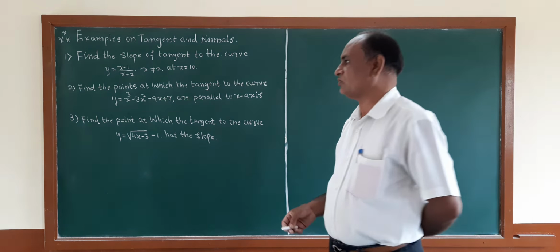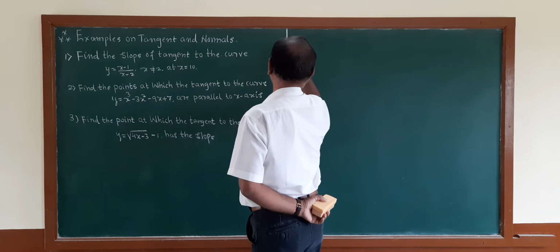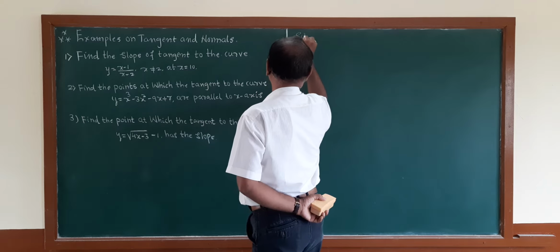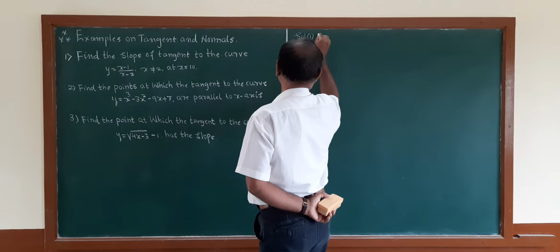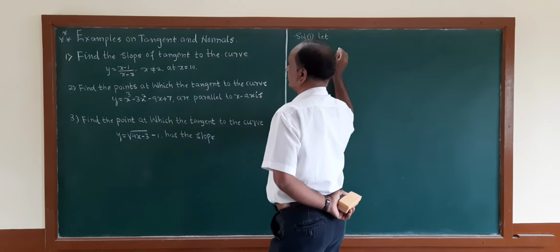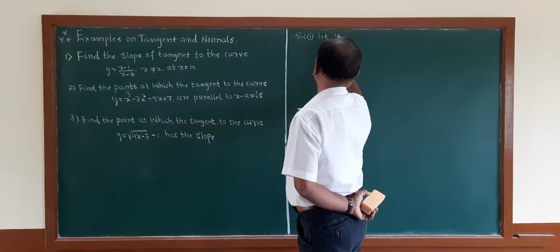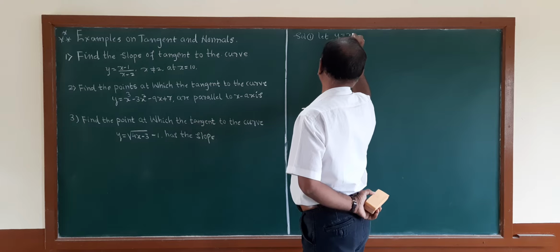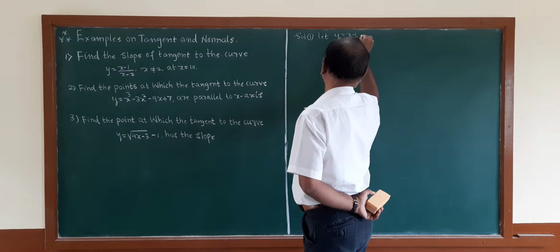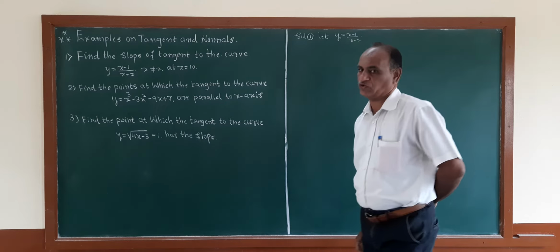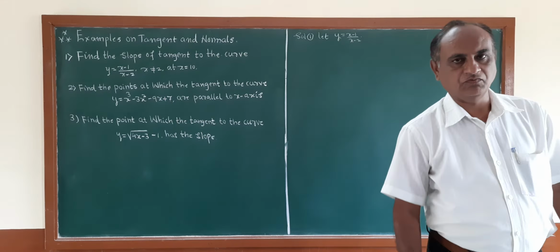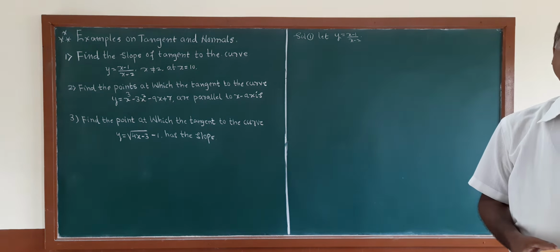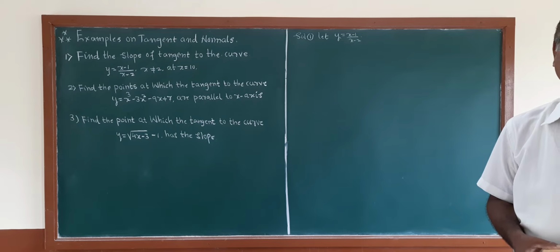Okay, so the solution for the first problem is very simple. The curve is given: y is equal to (x minus 1) divided by (x minus 2). So first, your duty is to find dy by dx. dy by dx represents the slope of the tangent.